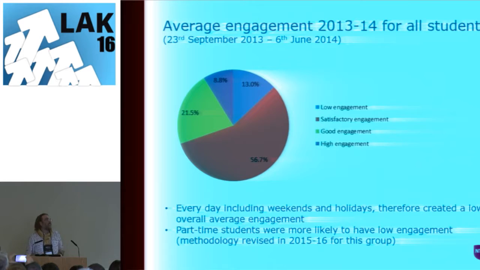So, if we take engagement, this is a map of the 13-14 academic year, taking every single student. Now, we started from the very beginning of the year. We ran through weekends, we ran through Easter and Christmas breaks, and finished at the end of the academic year. This is what the average engagement for all of our students in that year looks like. It's low, so it's what we call satisfactory at that point, is the biggest block.